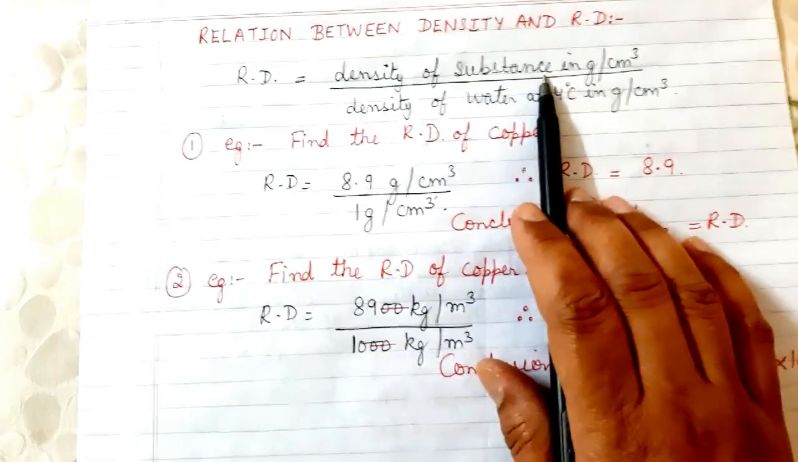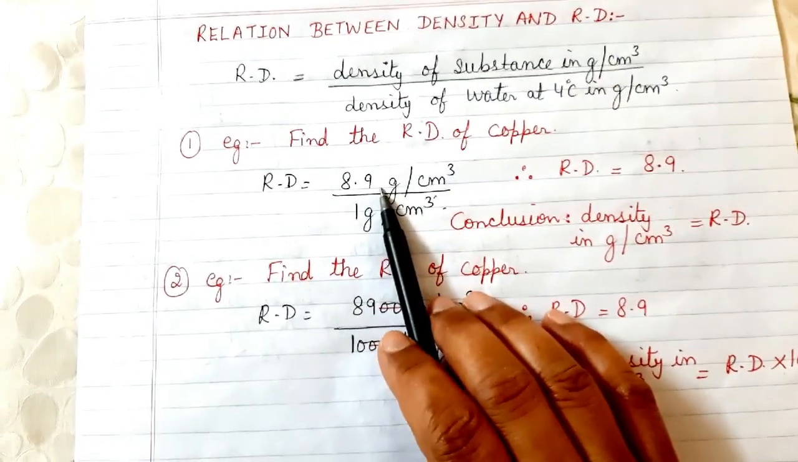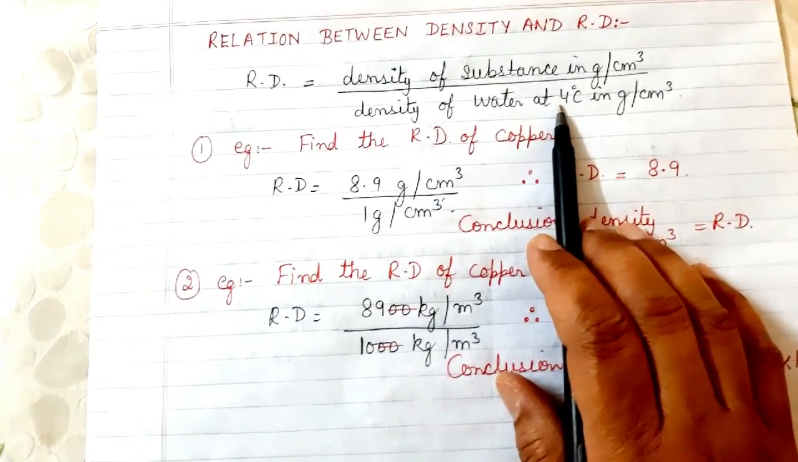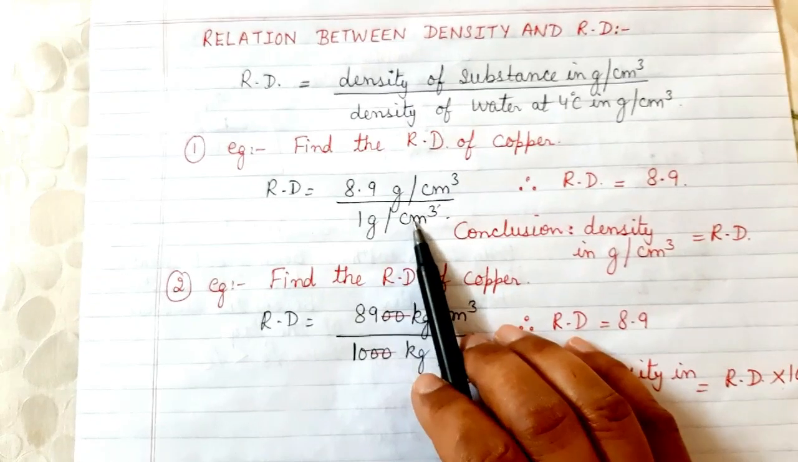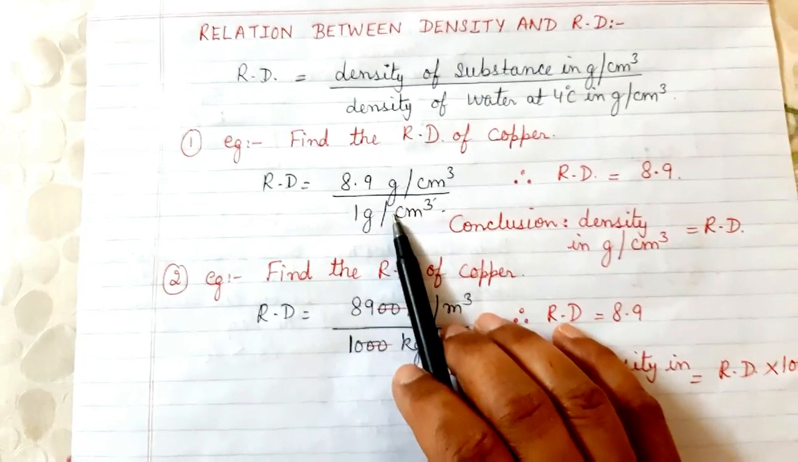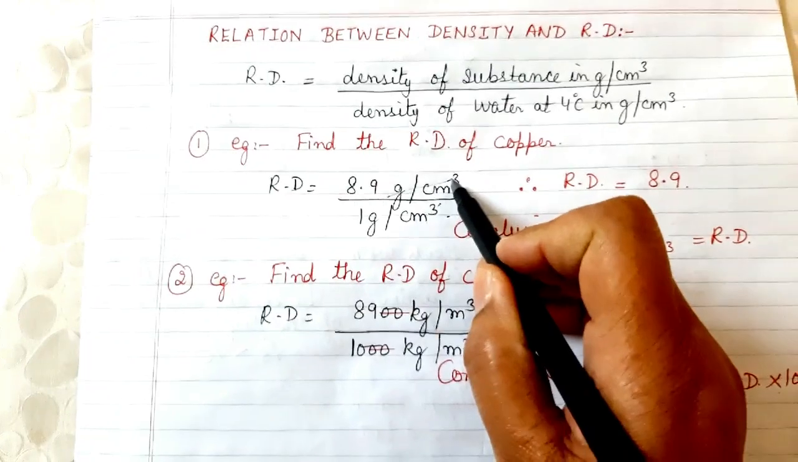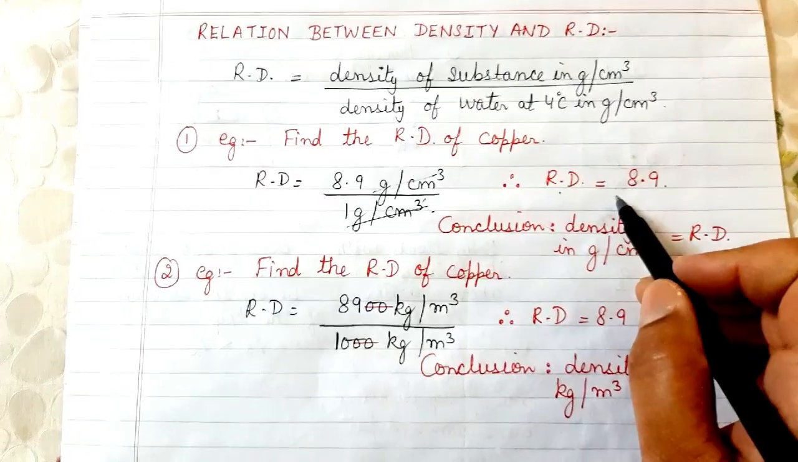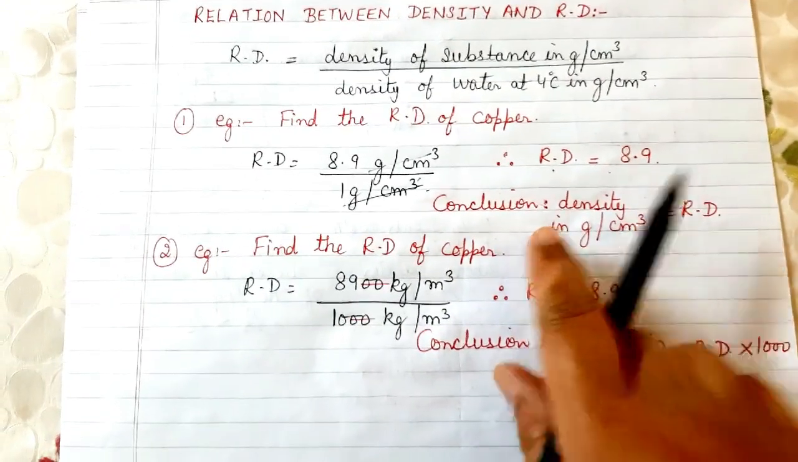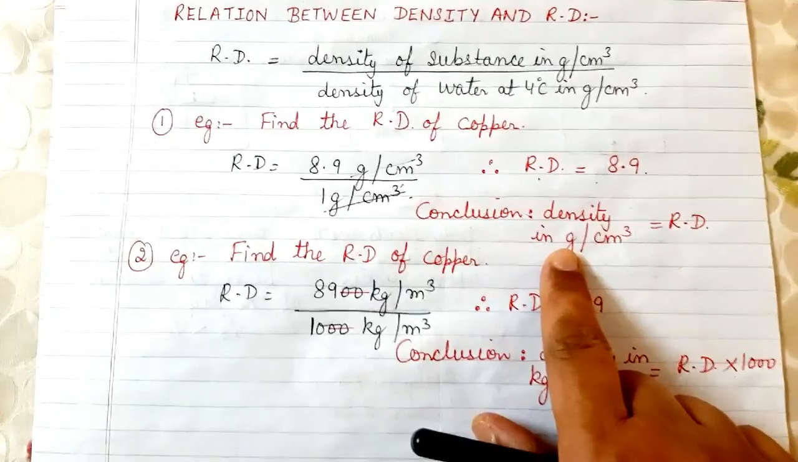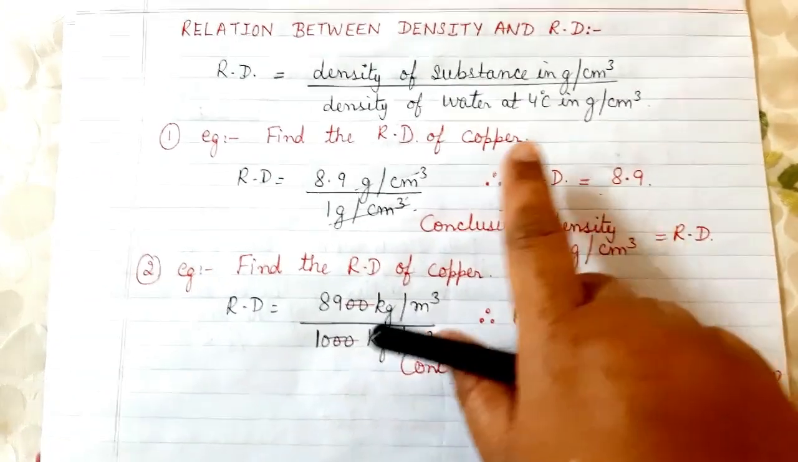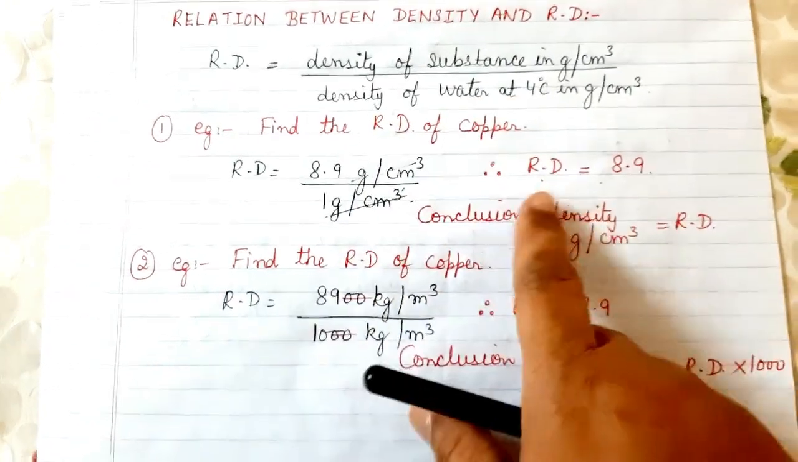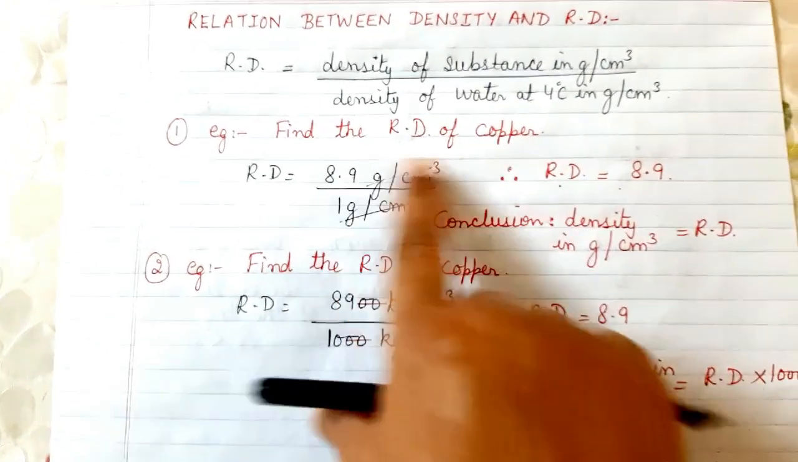The density of copper in gram per cubic centimeter is 8.9. That I have substituted, and the density of water at 4 degrees Celsius we know is 1 gram per cubic centimeter. Now, when I divide this, the units cancel out, and my answer is relative density is equal to 8.9. What conclusion do I draw from here? I draw the conclusion that the density in gram per cubic centimeter is equal to the relative density value. You can see for yourselves.